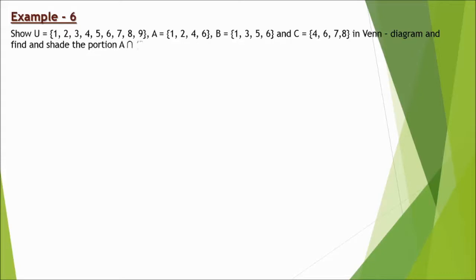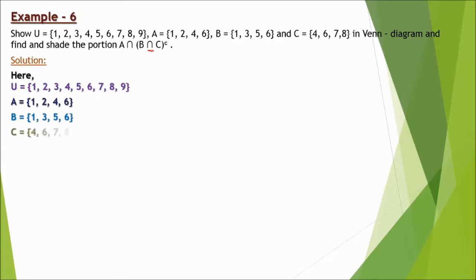Here also you can find 3 operators in the question. There is 2 intersection operator and complement operator also. First we have to start from intersection, as this intersection is inside the bracket. Okay, so solution here: universal set, set A, set B, and set C. We have 3 sets already written in the Venn diagram. Now we have to show this in the Venn diagram first.